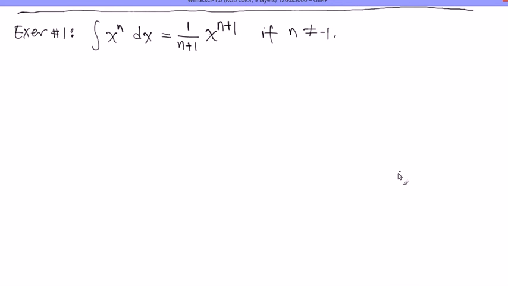Does it matter if that 1 over n plus 1 is behind that x to the n plus 1? No, it doesn't matter. That's it. This n here is not really integers. It can be real numbers.